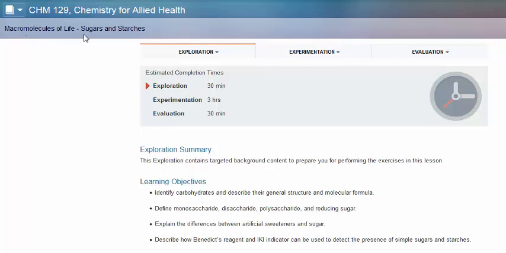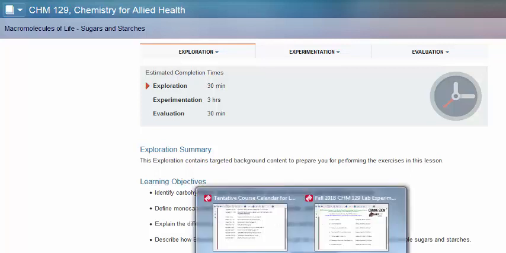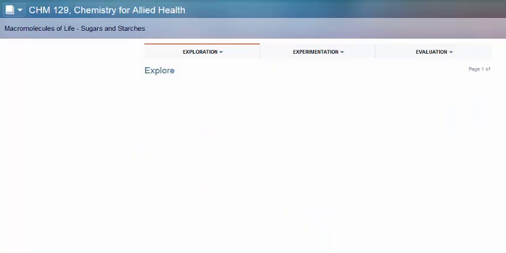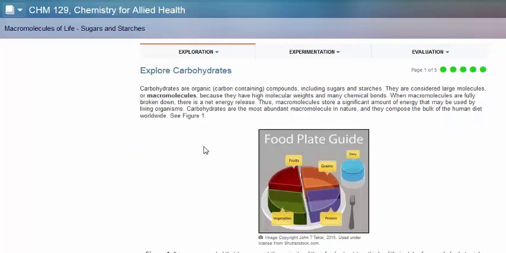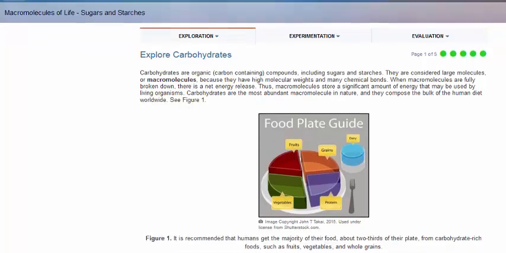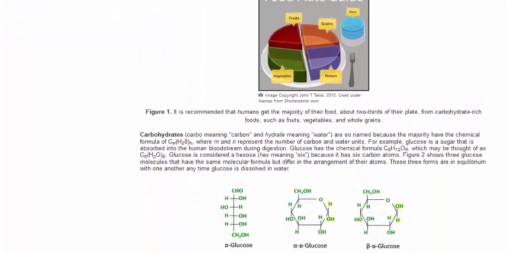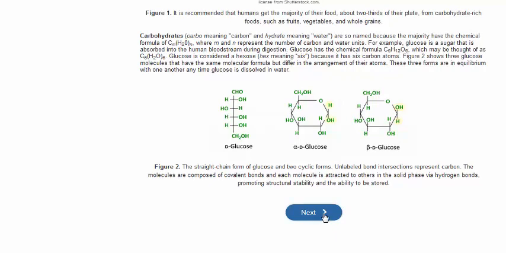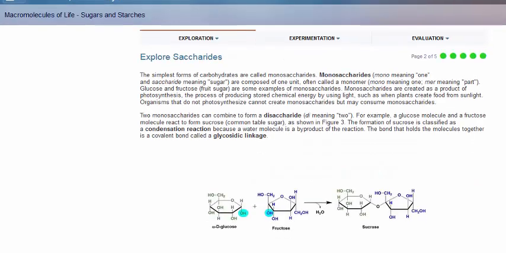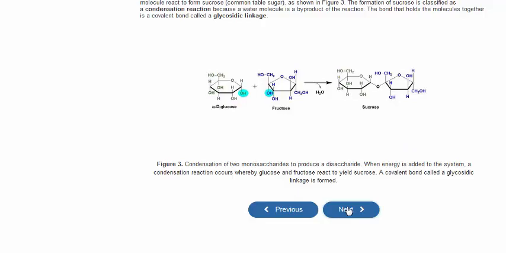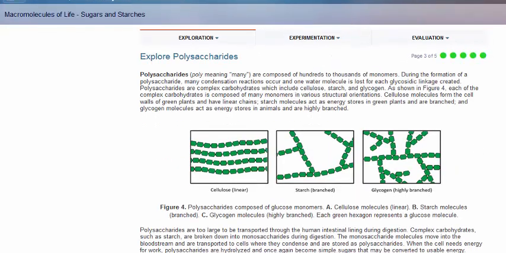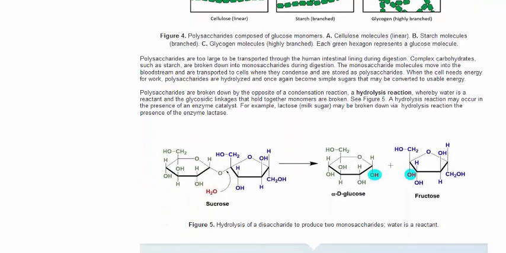The lab, Macromolecules of Life: sugars and starches, has some of the same learning objectives that we have for sections 6.4 through 6.7. So much of this lab will use what we've learned in those sections. It will be important to carefully read through the exploration sections. Some of this will be a review, and much of this information will help you answer some of the exercise questions.